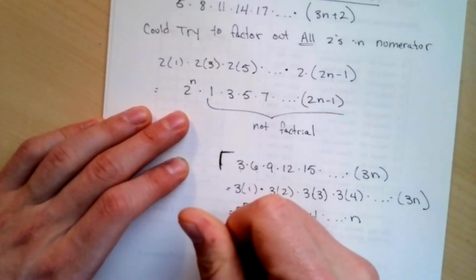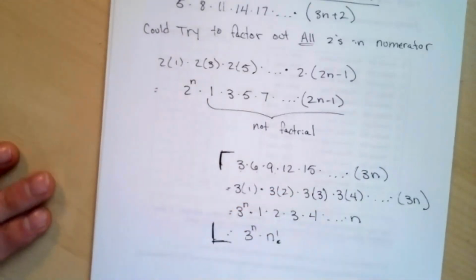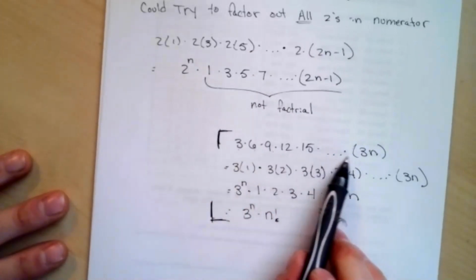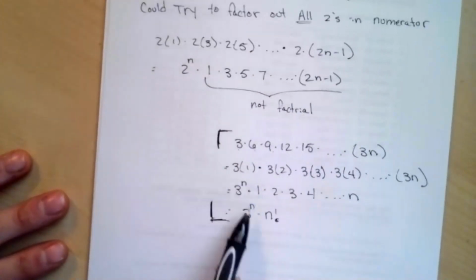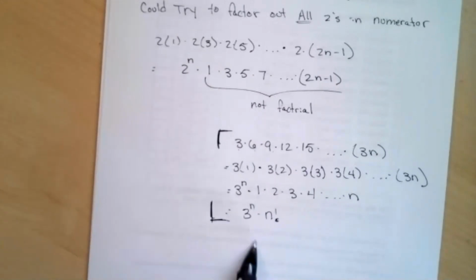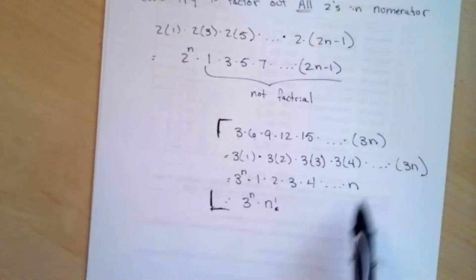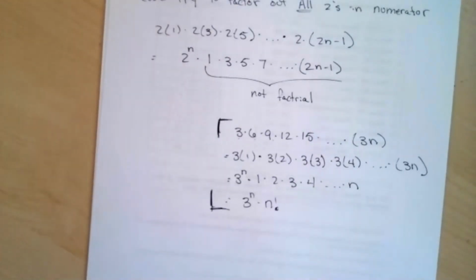This is a sneaky way. Sometimes you see problems where factorials are hidden within them, or even though it's not directly a factorial, if you're clever with your factoring, you can see a factorial come out. And then you can do factorial algebra. So if this was in a numerator, you could cancel it with other factorials in the denominator and do some simplification.